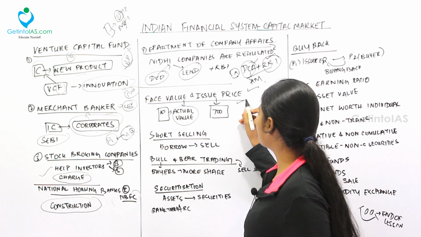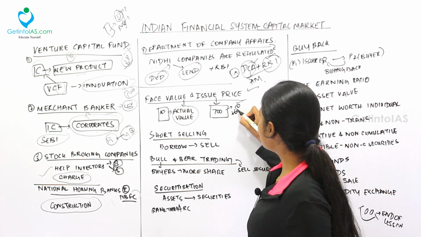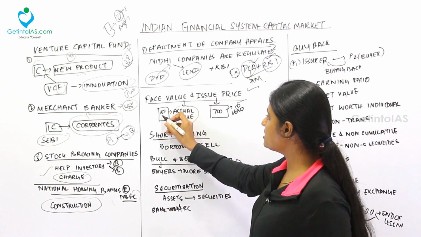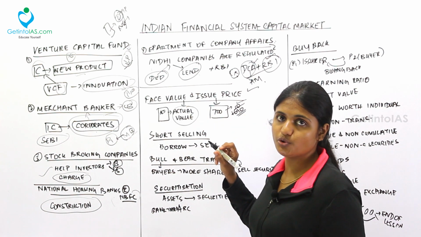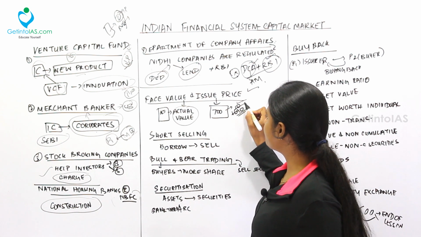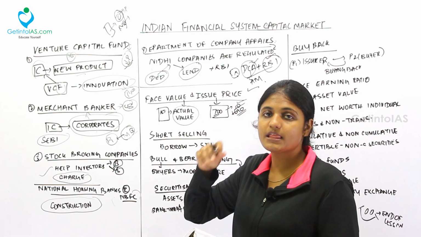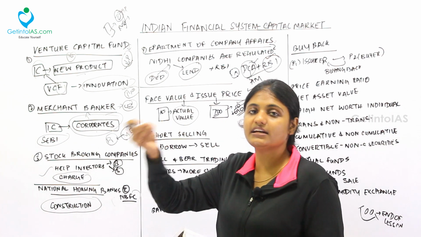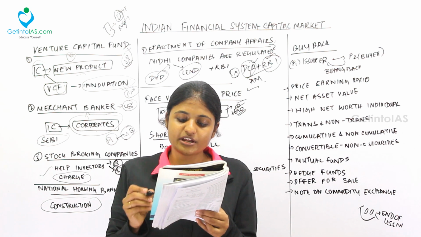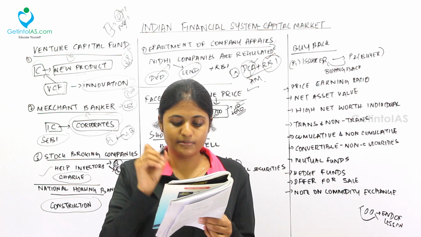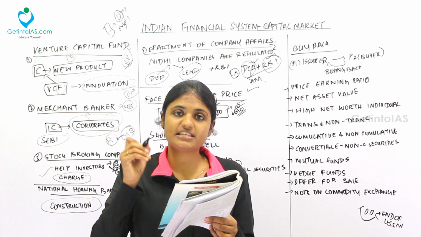What is called as issue price then? Issue price is face value plus the premium amount. Face value of this share is 10 rupees and the premium amount is 690 rupees. So the total value of this share becomes 700 rupees. This is called as issue price. The price I am really paying and getting the share is called as issue price. See here, for example, the face value of a share may be 10, but due to high demand, the share can be issued at 700 rupees.